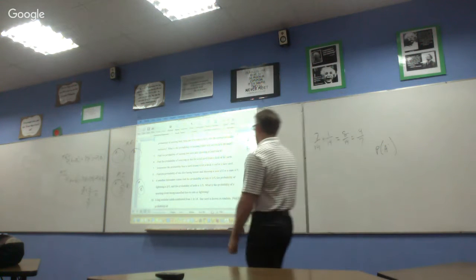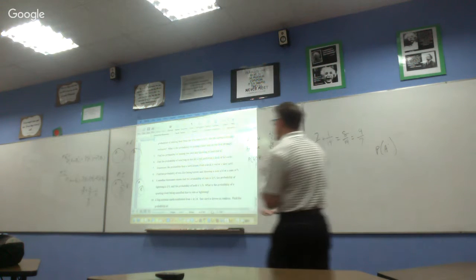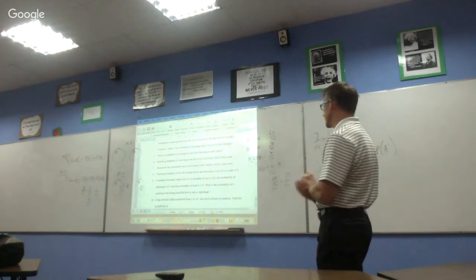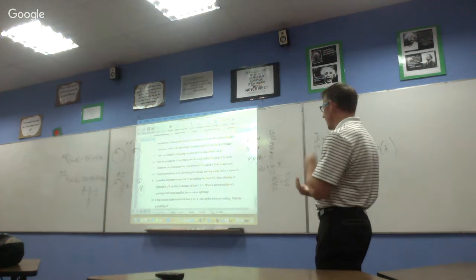All right, number 8. Find the probability of 2 dice being tossed and showing a sum of 6 or a sum of 9.